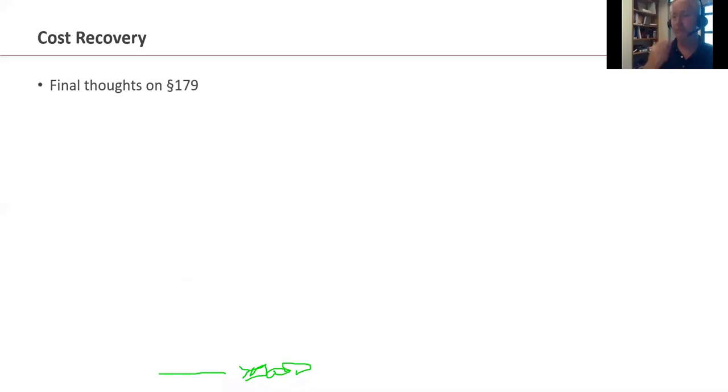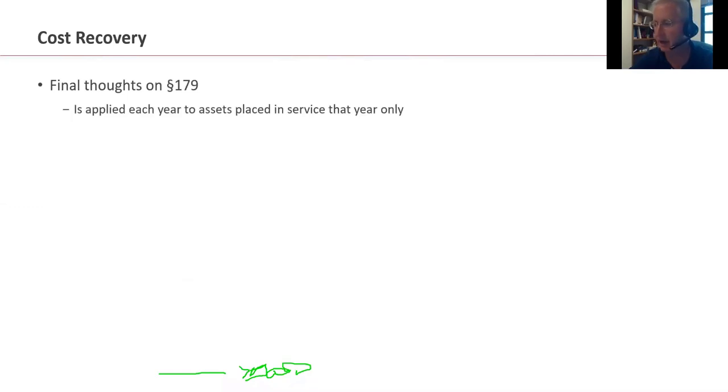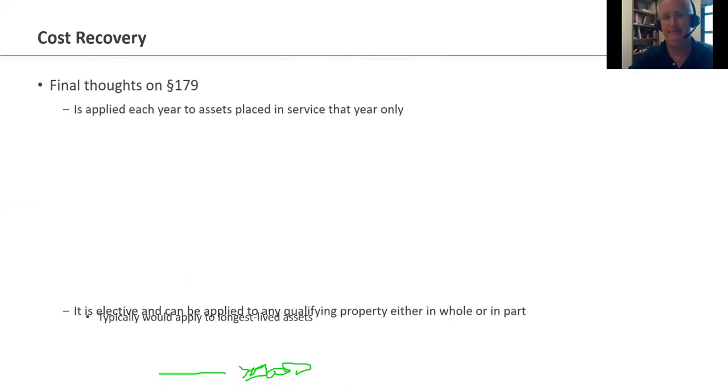Okay. A few final thoughts on Section 179. The first is it's applied each year to assets placed in service that year only. So you can't say, oh, well, I didn't place anything in service in 2017, I did in 2018, it was more, but I want to use 2017's in 2018. No, you do it that year. If you don't take care of it that year, you don't get it.